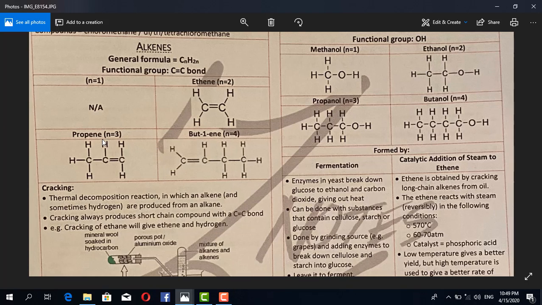As for propene, we will have 1, 2, 3. We can just work out the number using the general formula. If I have n equals 3, I would have C3H6, which is 3 multiplied by 2. Here I have 3 hydrogens over here and 3 over here, and these are 6 with 3 carbon atoms.